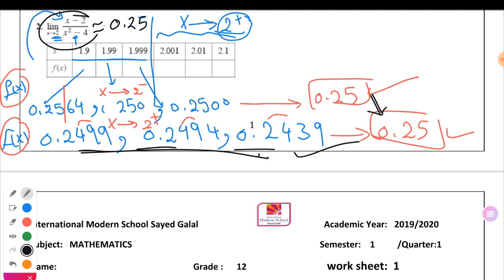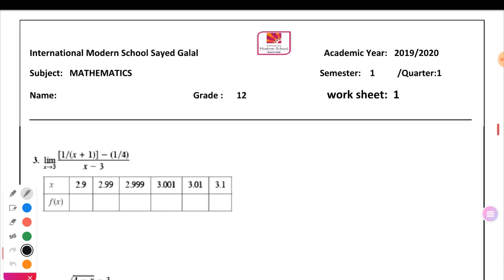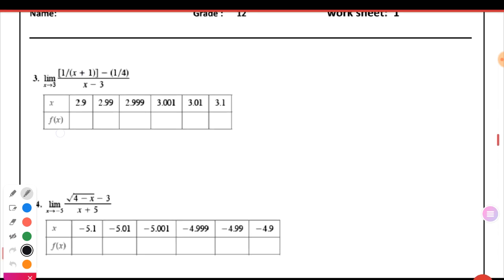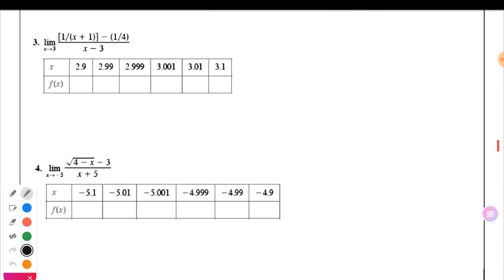I think it's so easy how to find the limit numerically by completing a table. Look here with me. Numbers 2 and 3 were homework, but I'll discuss them with you. Then I will give you number 4 and number 5 as homework. In this lesson, I need the skills of using a calculator.